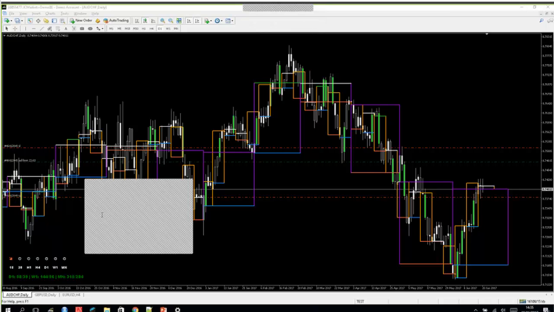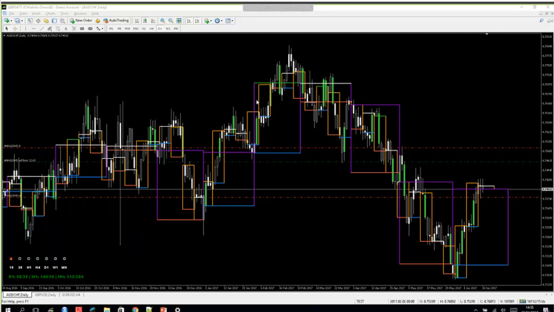Okay, Al is asking, what are those colors? Well, the colors simply tell me some information about the time frames. So the purple is the monthly, the orange is the weekly, the red is the daily, blue is the 4 hour, and the white is the hourly, and then so on all the way down to the 1 minute chart.